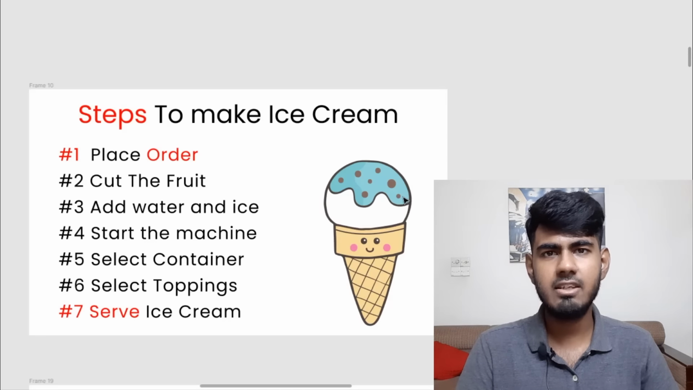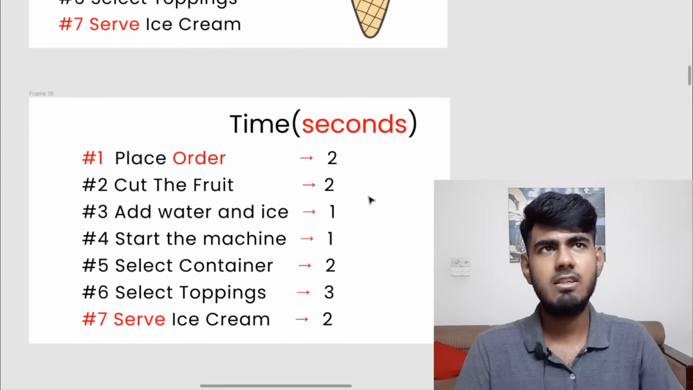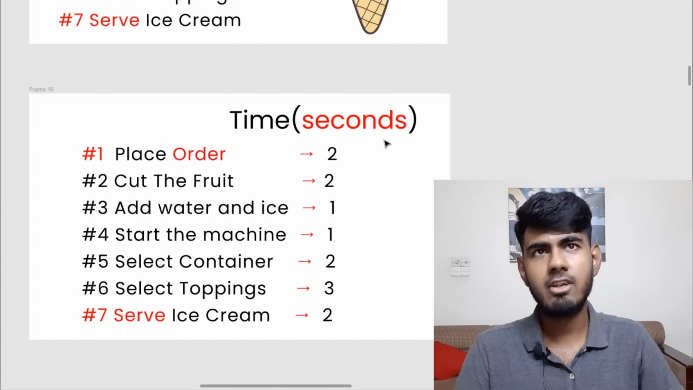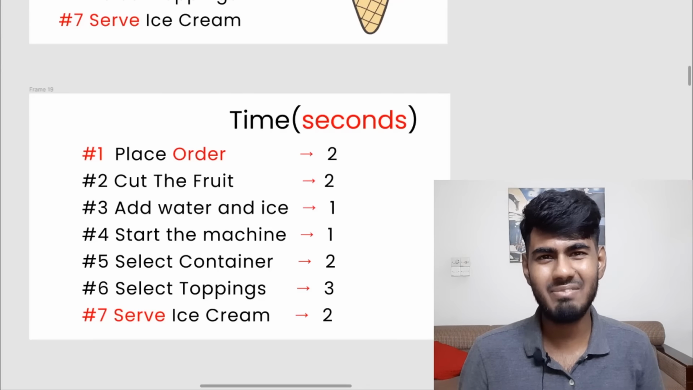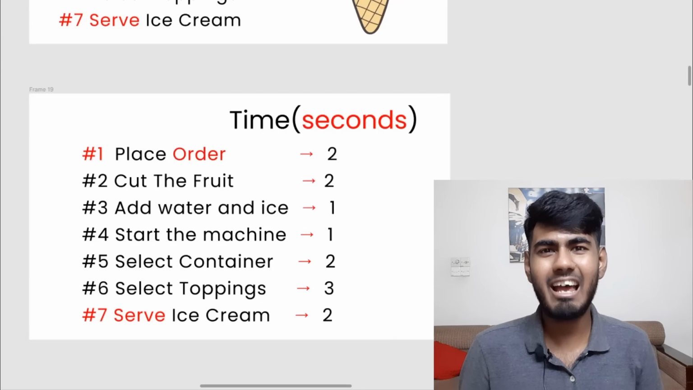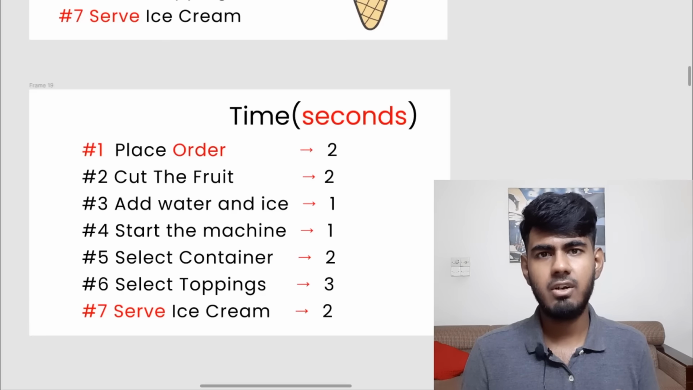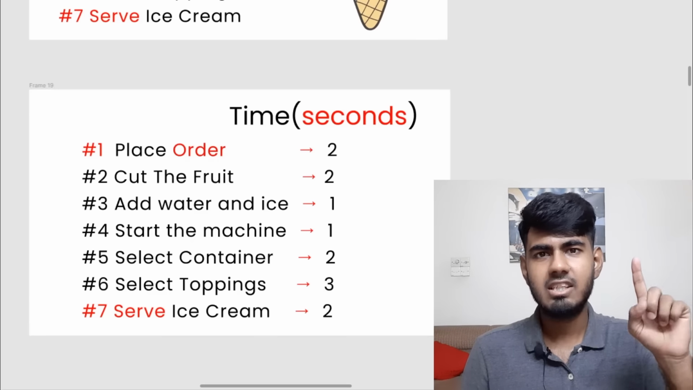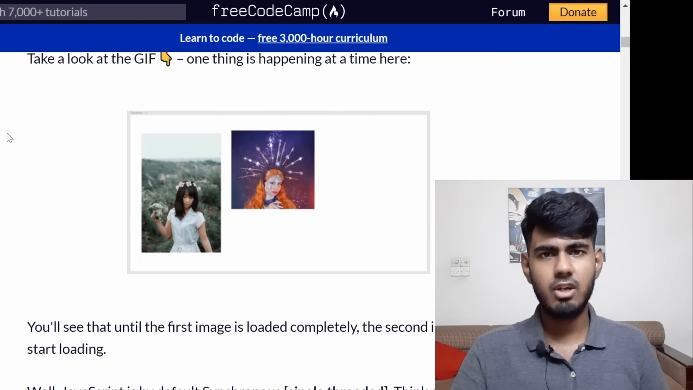To make you understand this topic even better, I have added some time function as well. You can see this over here. It takes 2 seconds to place the order, 2 seconds to cut the fruit, 1 second to add water and ice, and so on and so forth. And at the very last, we're gonna serve ice cream, take the money and buy ourselves a Lambo, because why not? If you want to learn asynchronous JavaScript better, you need to know the difference between two things, synchronous and asynchronous system. Let's start discussing with the synchronous system.